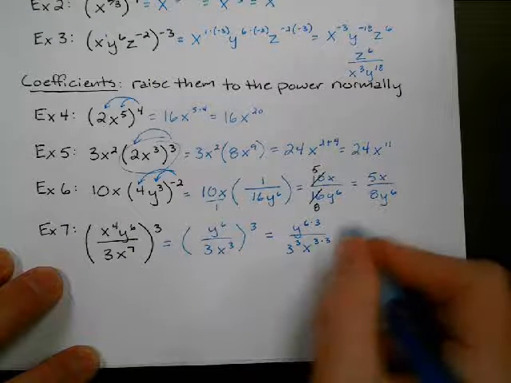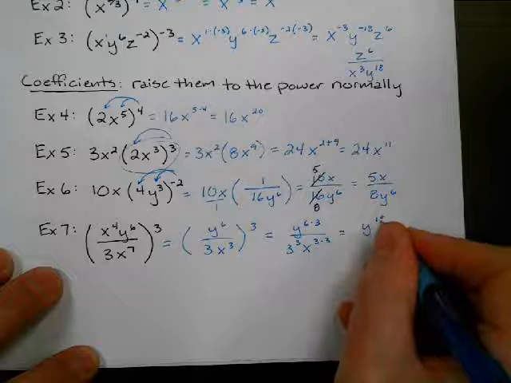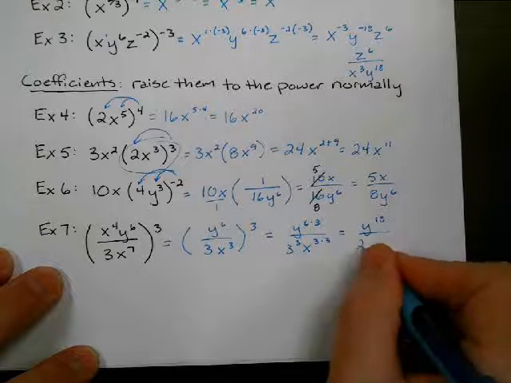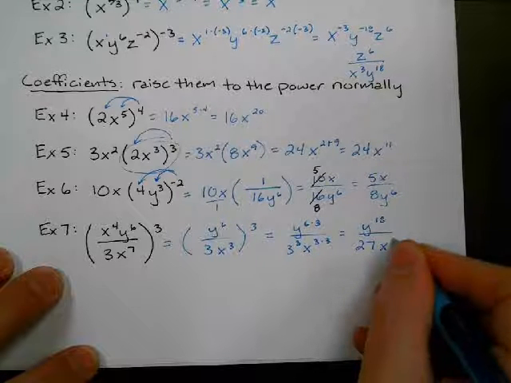So what am I left with? I got y to the 18th in the numerator. I've got 3 times 3 times 3 is 27. And then x to the 3 times 3 is x to the 9th. And there's our final answer.